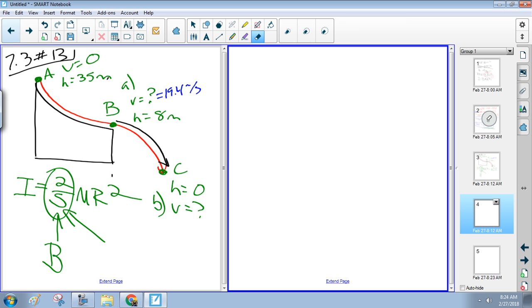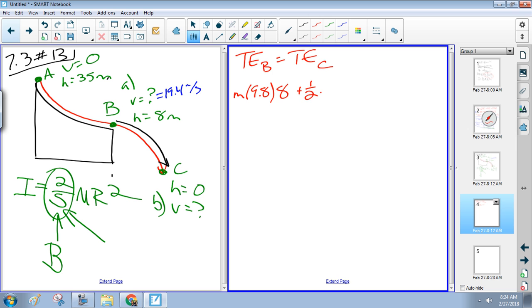So rewinding then. Here is what we know. Total energy at point B is equal to total energy at point C. So the total energy at B was M times 9.8 times 8 plus 1/2 M times the velocity squared, which is 19.4. Right? Follow? Plus the RKE at B, I guess.